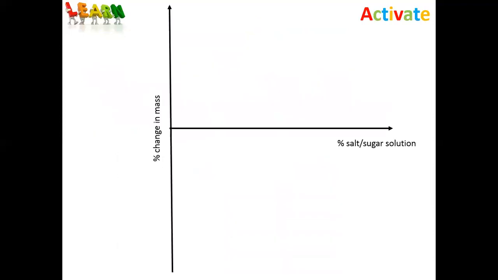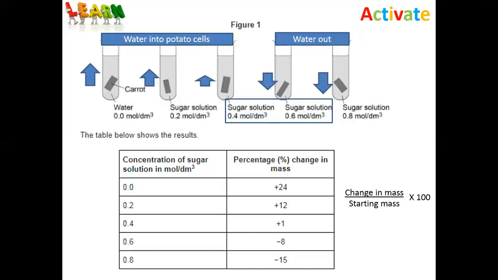And you can plot that on a graph. You can plot it on a graph so that you don't just know that it's between 0.4 and 0.6 moles per decimeter cubed where no water's moving, but actually much more accurate than that. We can predict whether it's 0.5 or 0.52 by drawing a graph.